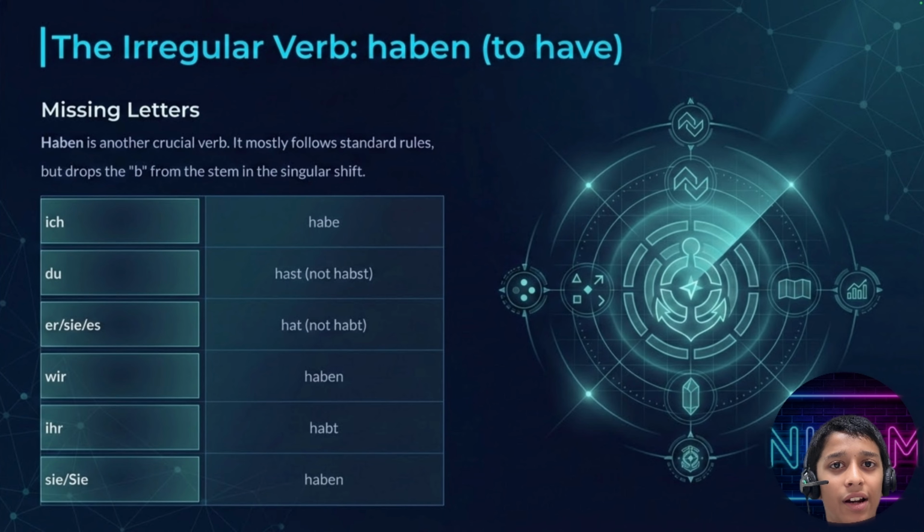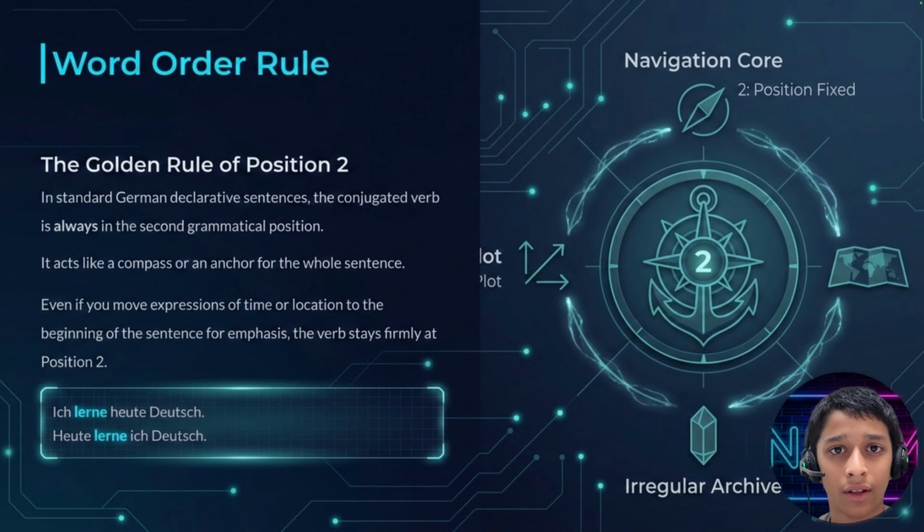This partial irregularity is common in high frequency words. They retain traces of older Germanic forms that have been regularized over time. Haben is essential for forming the perfect tense, so learning it thoroughly now will pay significant dividends in future lessons. Conjugating verbs correctly is necessary but not sufficient. You must also place them correctly within the sentence.